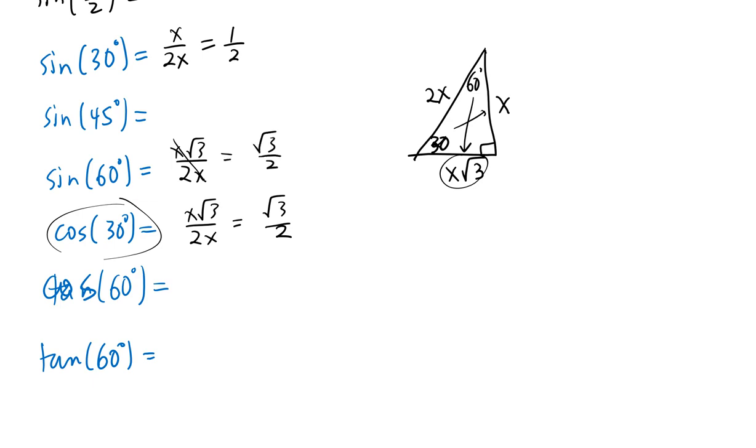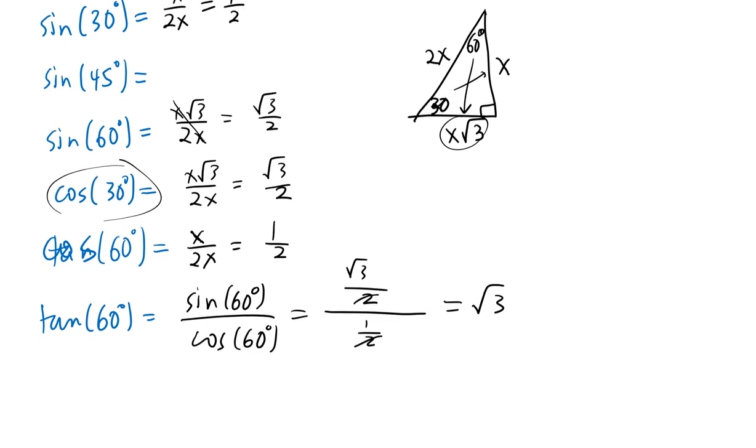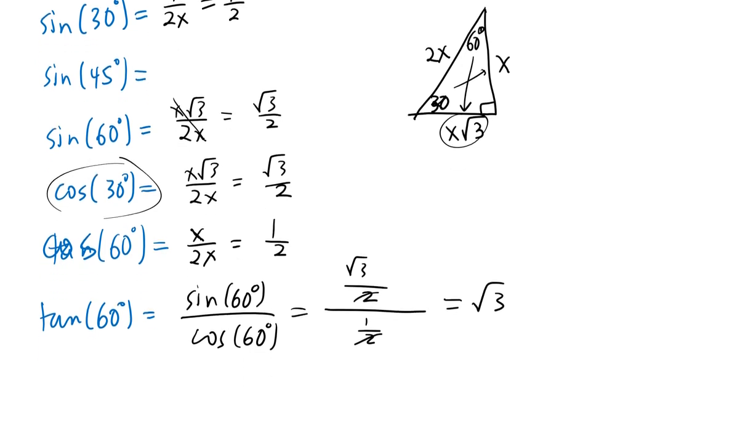And cosine 60 is adjacent over hypotenuse. The adjacent to 60 is x and the hypotenuse is 2x, so that gives me 1/2. If I want to find tangent, remember it's sine over cosine. Sine 60 is square root of 3 over 2 and cosine 60 is 1/2, so these cancel and you get square root of 3. Or you can do opposite over adjacent: opposite to 60 is x root 3 and the adjacent is x, so that's why you get square root of 3.